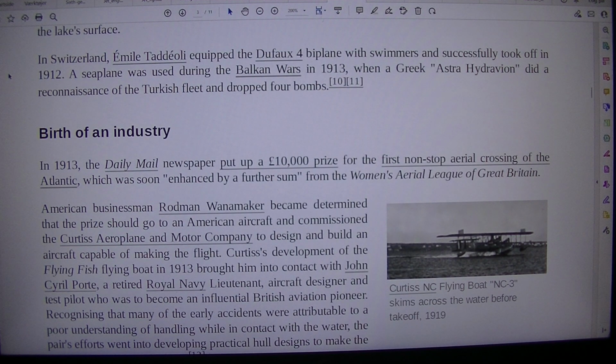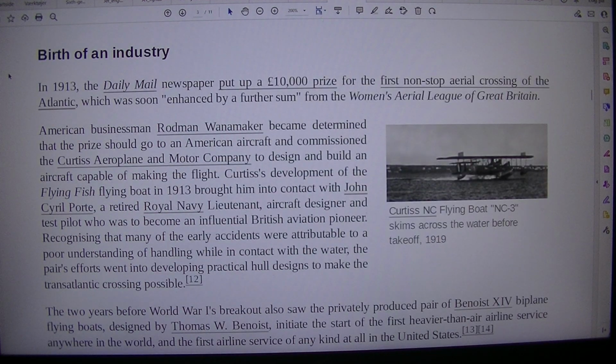Birth of an industry. In 1913, the Daily Mail newspaper put up a £10,000 prize for the first non-stop aerial crossing of the Atlantic, which was soon enhanced by a further sum from the Women's Aerial League of Great Britain.